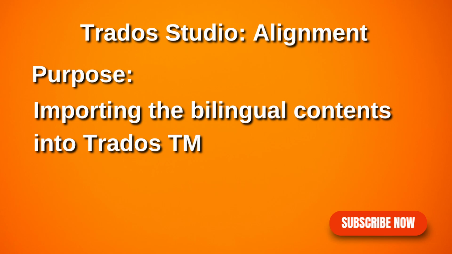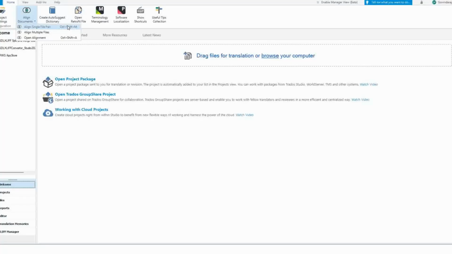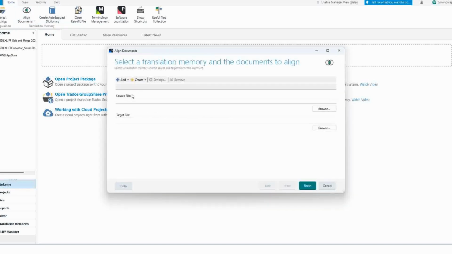So this is also very important: building that memory from the past translations that were done without Trados. Okay, so how to do that? It is very simple, but it's hectic, but the topic will take only 5 minutes. So here, align document, aligning source and target. Okay, so click align single file pair.